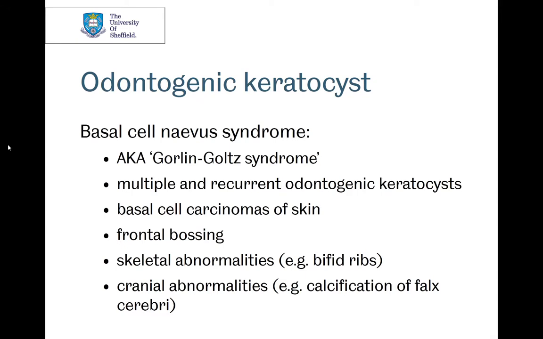But they also have basal cell carcinomas of their skin. Now, these occur on all skin surfaces. Basal cell carcinomas tend to occur in old people in sun-exposed skin, but in Gorlin-Goltz syndrome, or basal cell nevus syndrome, they occur on all skin. There are also skeletal abnormalities. That's frontal bossing. They tend to have a really quite large forehead, and others such as bifid ribs, so the ribs split into two at various points along their course, and other abnormalities within the cranial cavity.